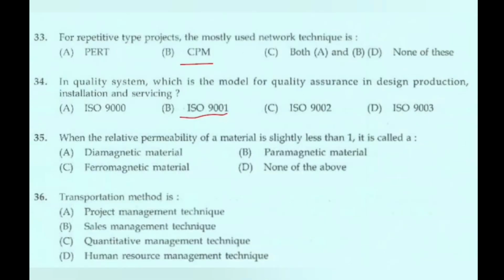Question number 35. When the relative permeability of a material is slightly less than 1, it is called a. Answer is option A. Diamagnetic material. Question number 36. Transportation method is. Answer is option C, quantitative management technique.